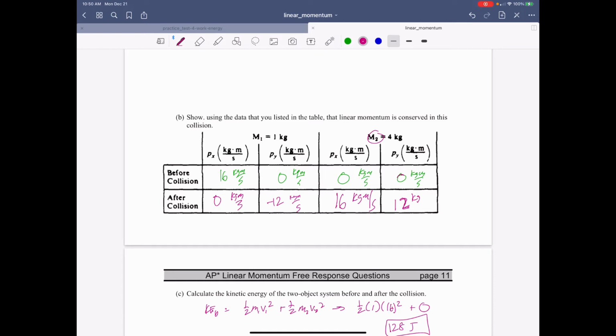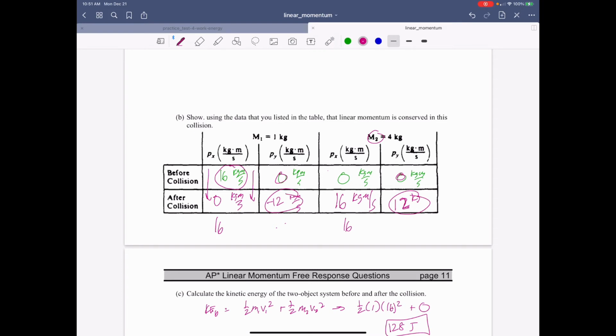Now it says, show using your data that you listed in the table that linear momentum is conserved. The total momentum before the collision is 16 in the positive x direction. After it collides, we have to be careful, we're adding down this way. It is 16 before, and it is 16 after. Now let's look at the y direction. The momentum was originally 0 because it had 0 here and 0 here, so 0 total.